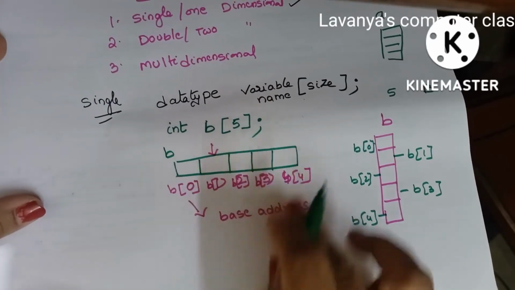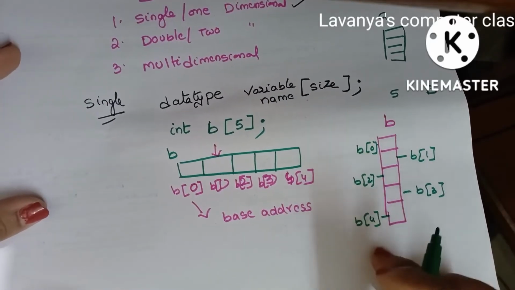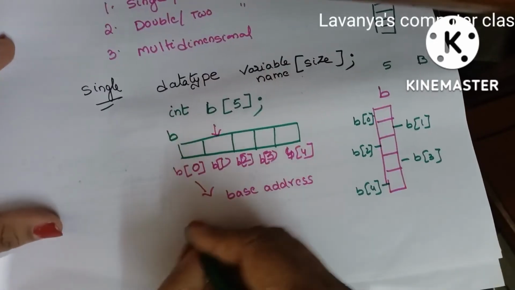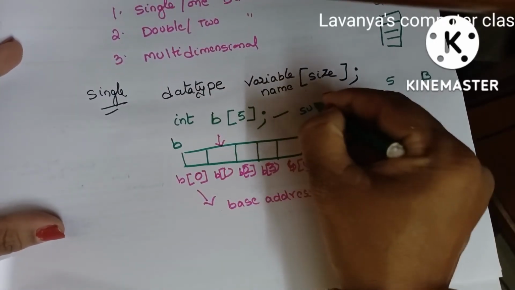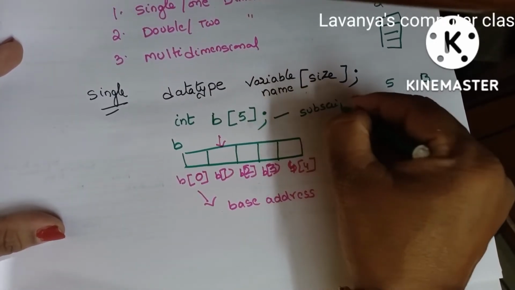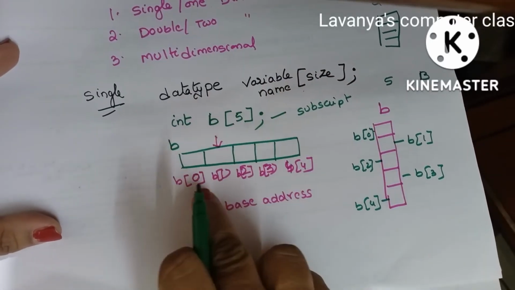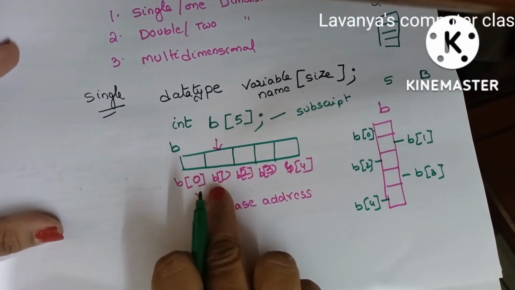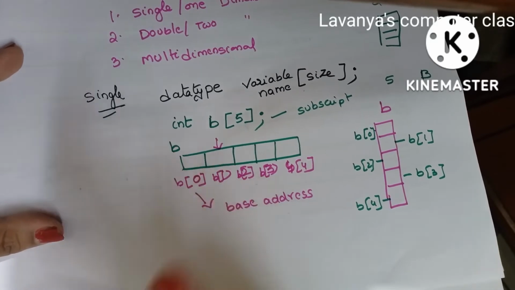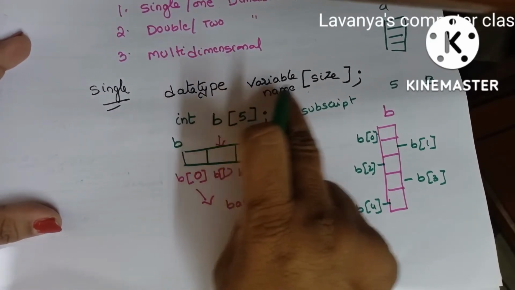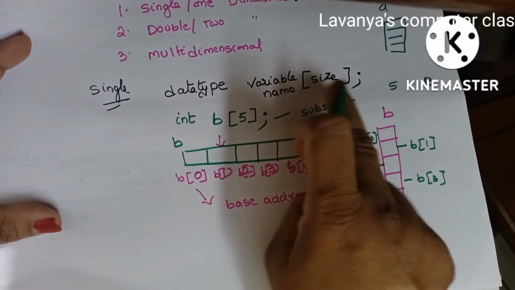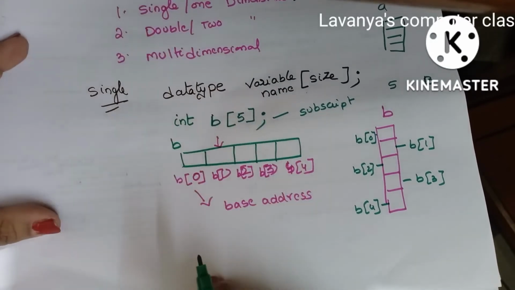Now this is the base address. The starting address is called the base address. This is called the subscript. This is also called a subscript. What are the values represented in the brackets? 0 is the subscript, 1 is the subscript, 2 is the subscript. Okay. So whenever the array contains only one subscript, that is called a single dimensional array.